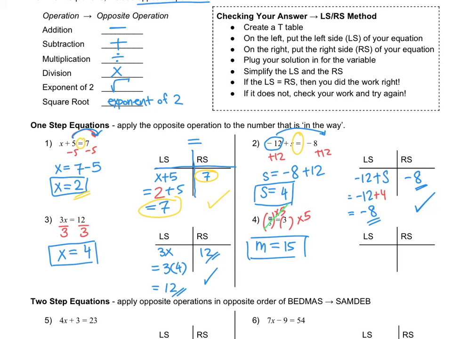Now let's check. The left side was m over 5, the right side was 3. We got 15 for m, and 15 divided by 5 is 3, so perfect. I'm happy. And again, if I didn't show my check, I could have just gone to my calculator and did 15 divided by 5. I got 3, which matched the right side, so that's great. All right, let's move on from the one step. We are going to apply these ideas of opposite operations, but this time it will take us 2 steps.